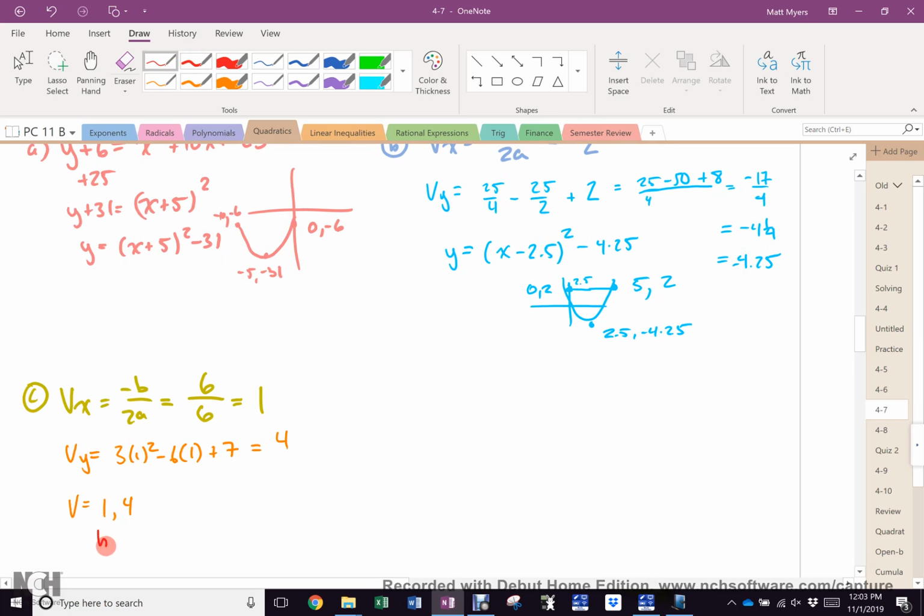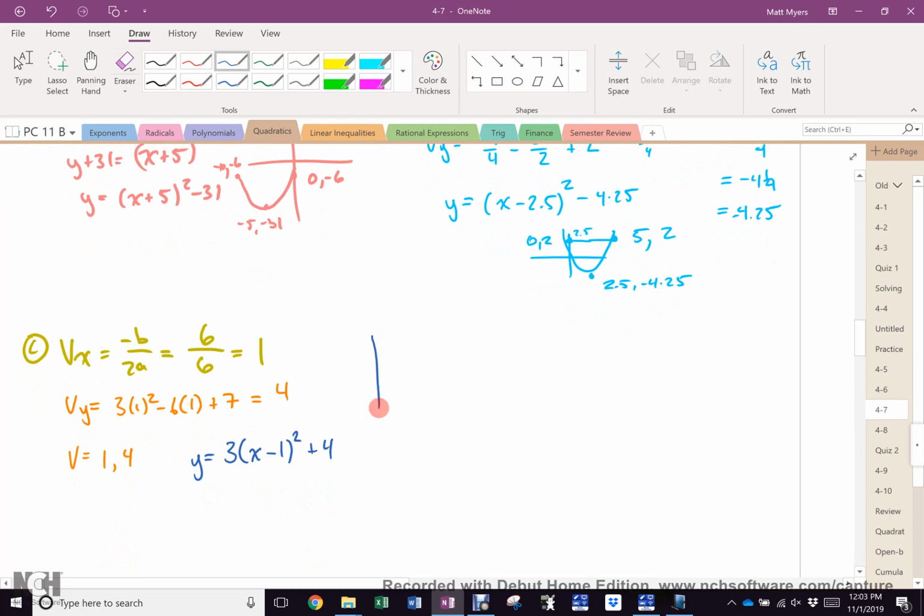Now, can I take that and put it into my vertex form? Yeah, because that's H and that's K, or that's P and that's Q, depending on what I've written. But I don't care because I can work with both of them. Y equals, what's my A? 3. X minus 1 squared plus 4. And then I graph it. How do I graph it? 1, 4. And where am I going? What's my y-intercept?